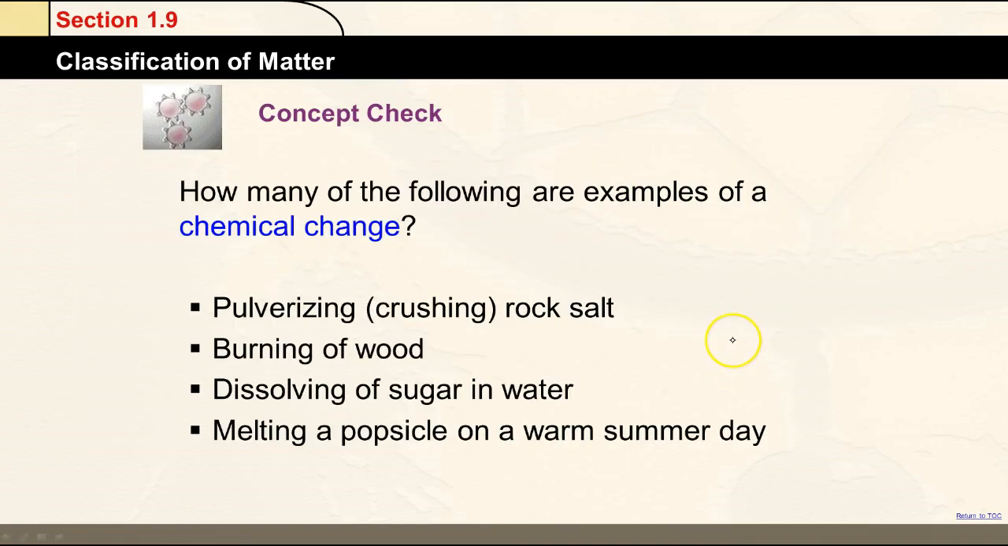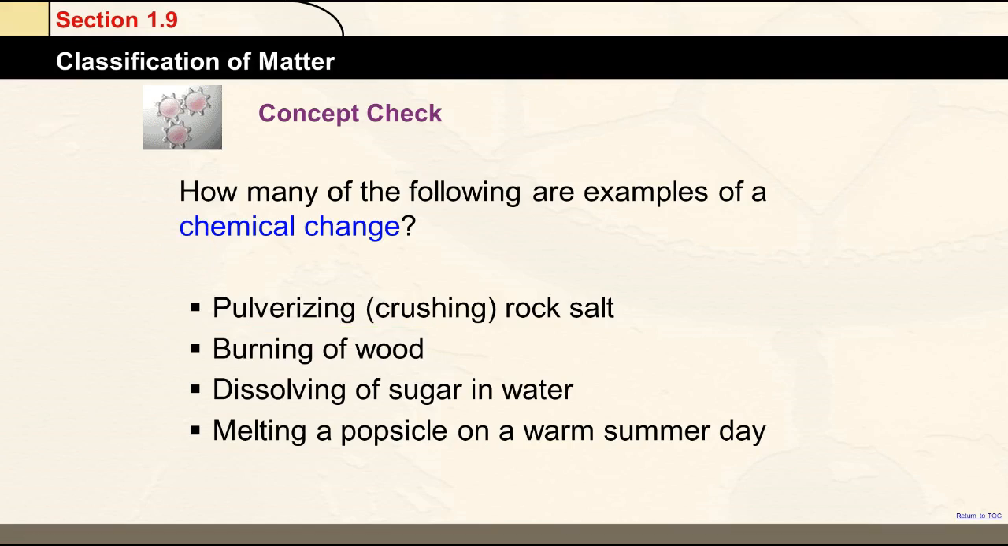Now just one last thing here. How many of the following are examples of a chemical change? Well, a chemical change means we need different properties. The first one would be pulverizing rock salt or crushing salt. That would just change the size of the salt. It would not change the properties of the salt. So our first one would not be the correct answer. I did not mean to do that there and give you the answer.